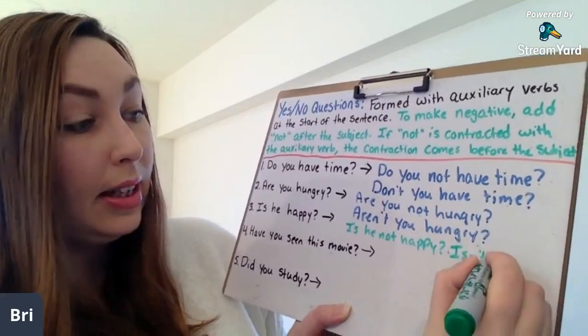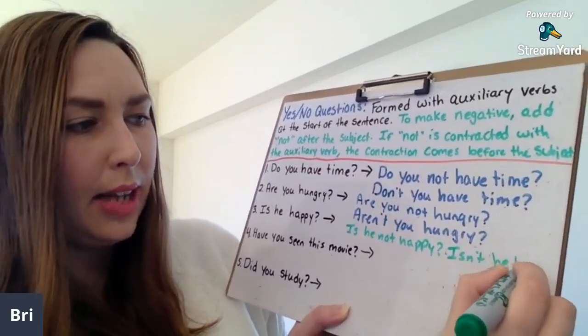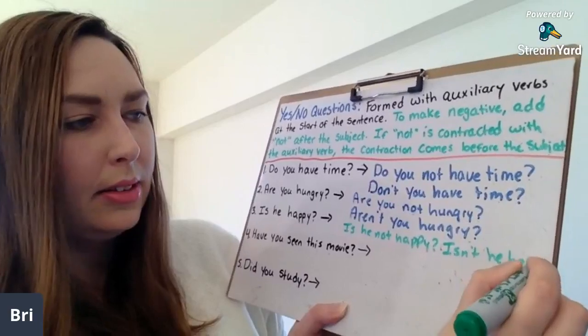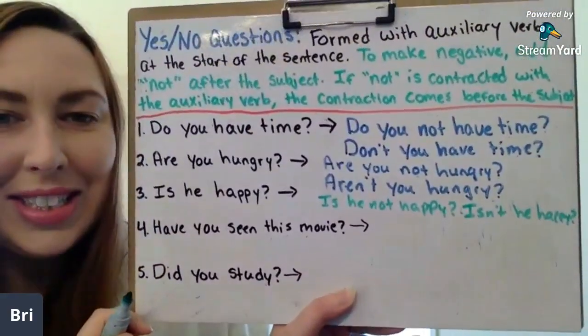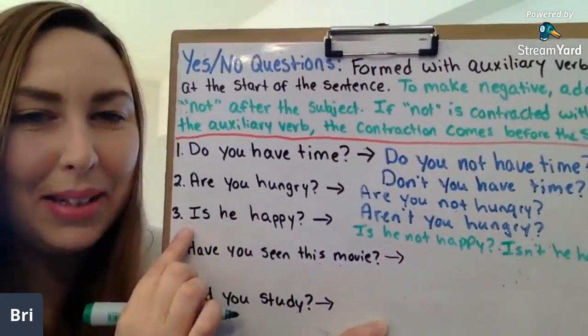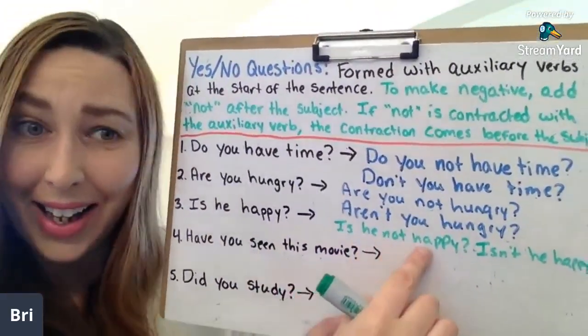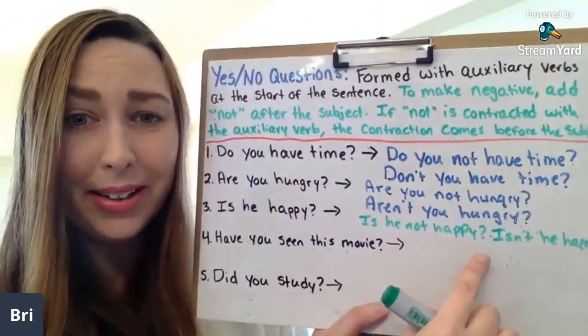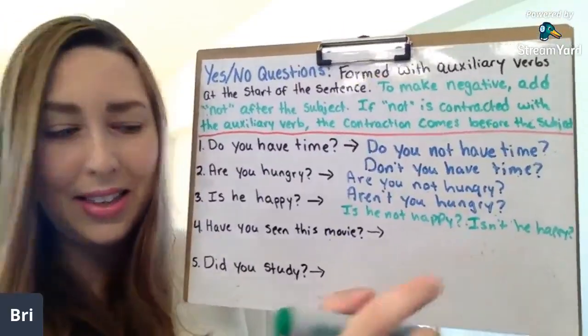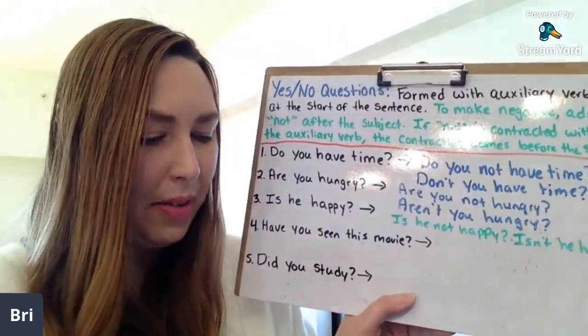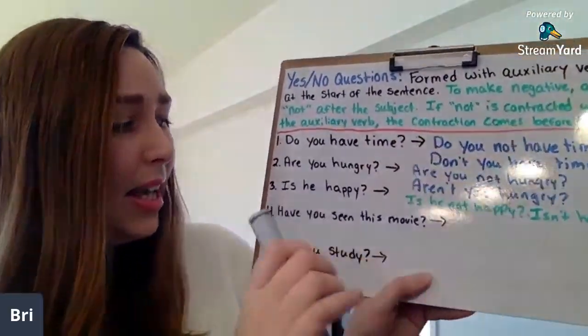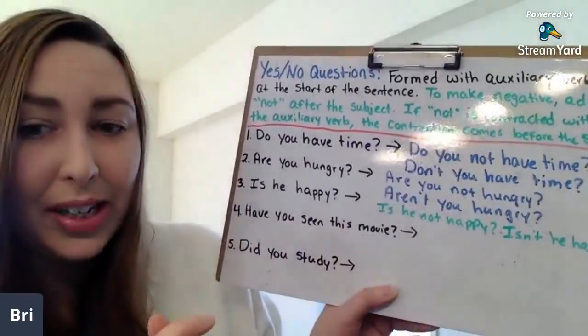Or we could say, isn't he happy? I thought he was happy. Okay, so I scrunched in that one. Sorry. I skipped number 3. Is he happy? So we could say, is he not happy? I thought he was happy. Isn't he happy? I think he's happy. Okay, very good. Then, have you seen this movie?